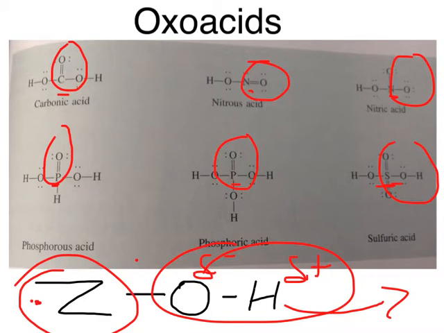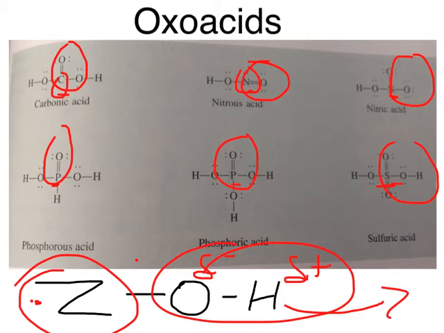That's rule number 2. Rule number 3 also involves Z, right? The oxidation state of the central atom in Z. The higher the oxidation state of the central atom of Z, the more acidic the substance is.